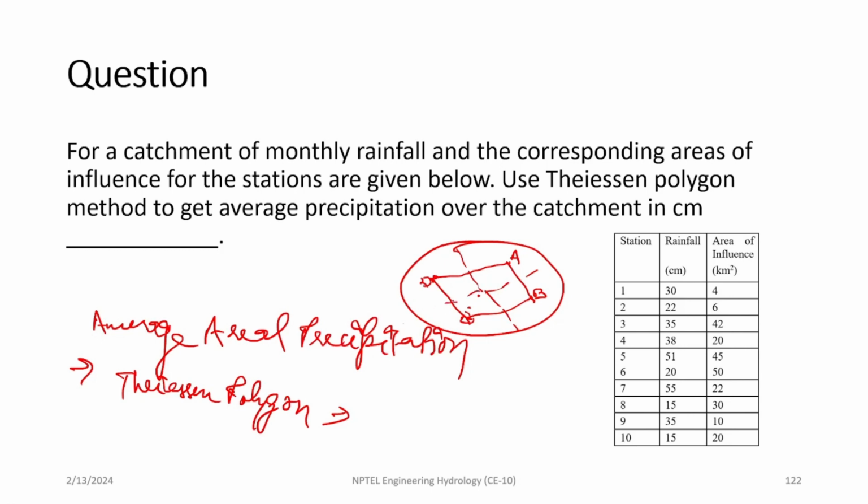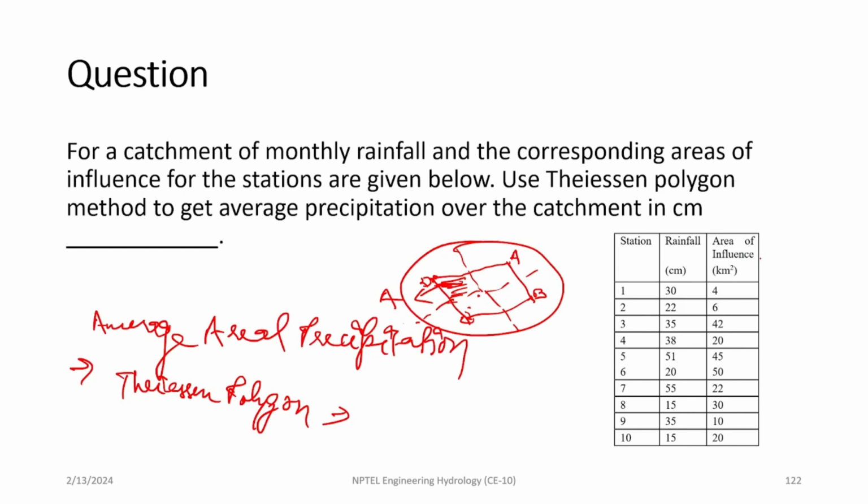Once we project this, the area surrounding a particular station, let's say it is D, will be the area around it. We have to compute this area, and once we get the area, we assign the weight, and then we get the average precipitation values. So it is also what you can call the weighted area method.